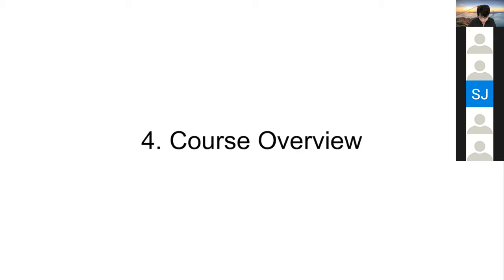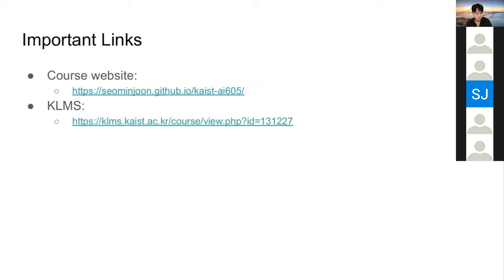All right, welcome back. So let's get started with how the course is structured and how the grading works. So first of all, here's the course website. You can just search on Google with KAIST AI605. You can find it easily too.